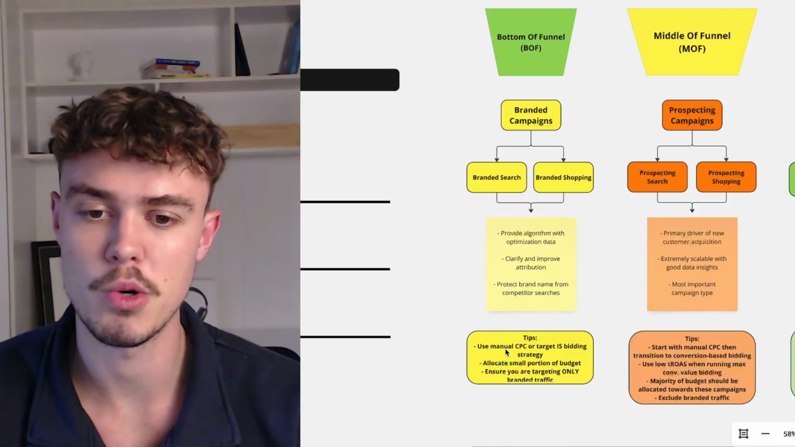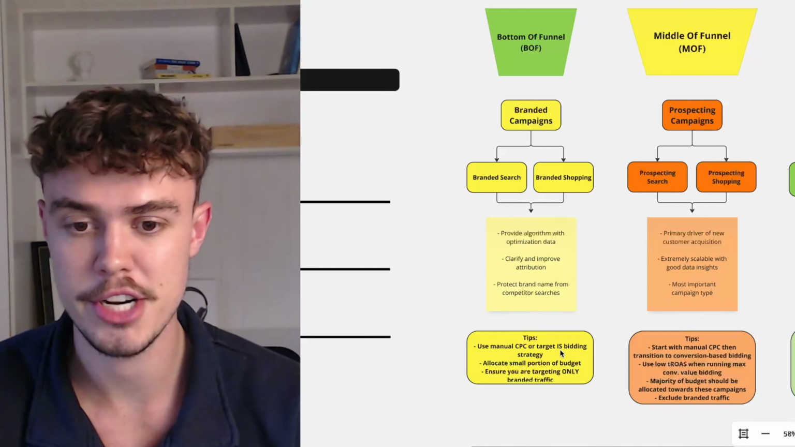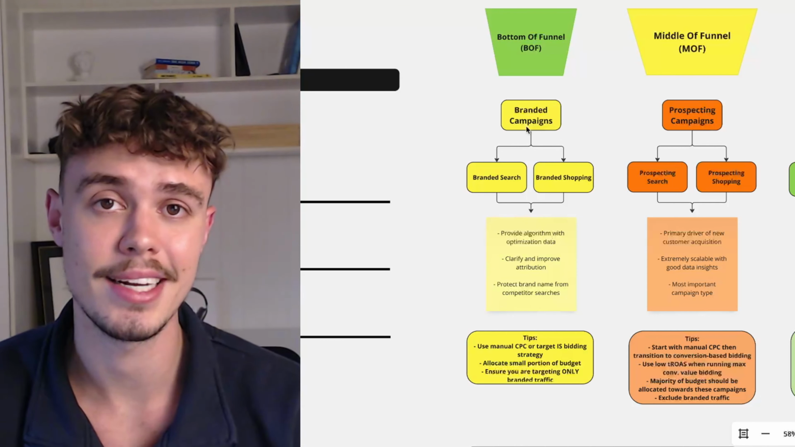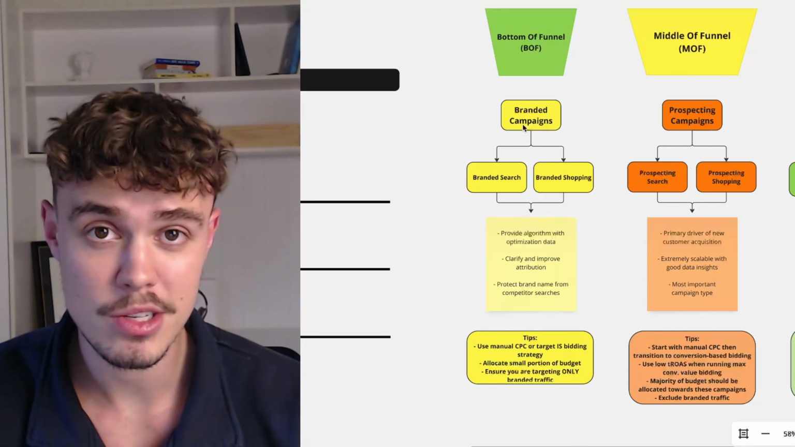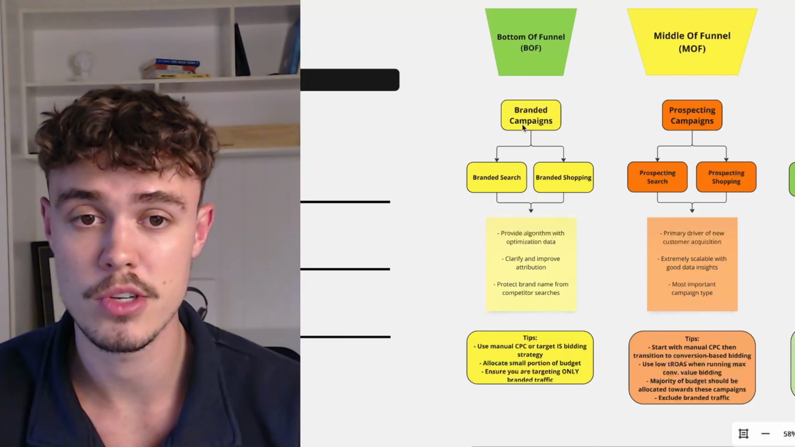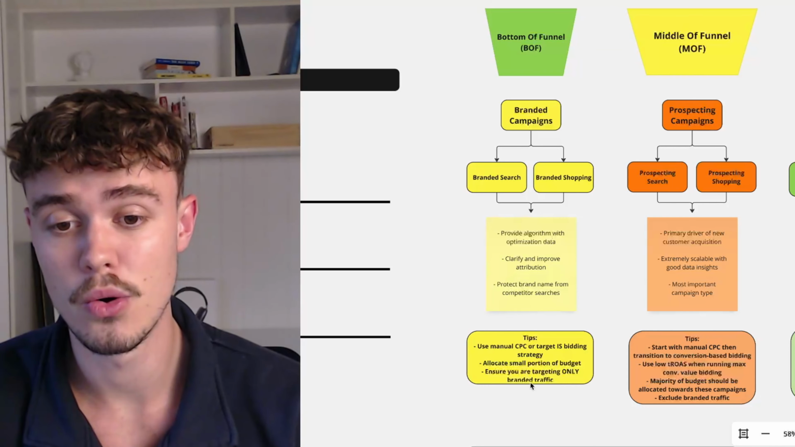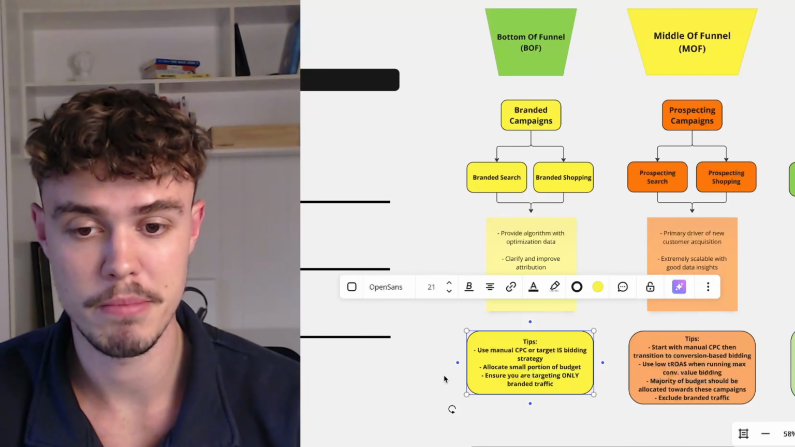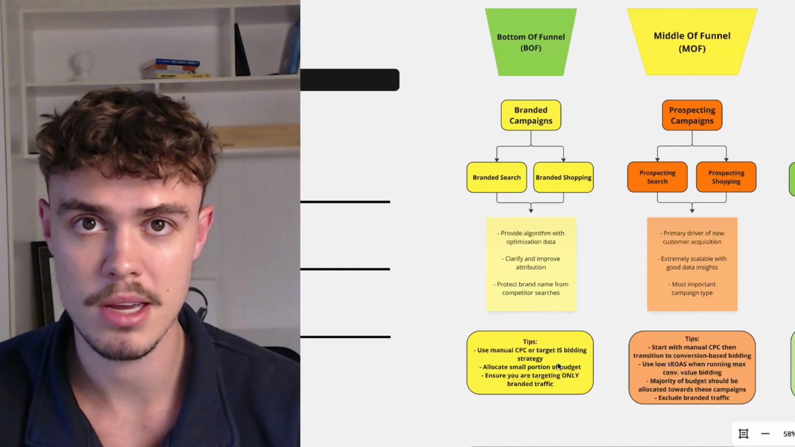Typically in these campaigns, you want to be using manual CPC or target impression share bidding. If you use any automated bidding on branded campaigns, you'll find that Google often inflates your cost per click, pushes up your spend unnecessarily. So always go manual on the branded campaigns. Only allocate a small portion of budget here. Typically it's around 10 to 15%.